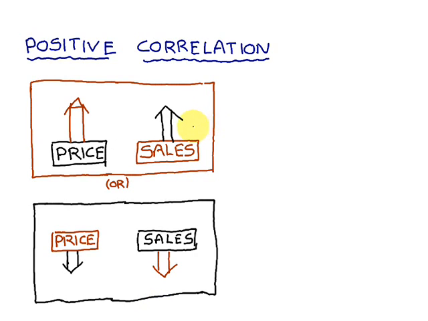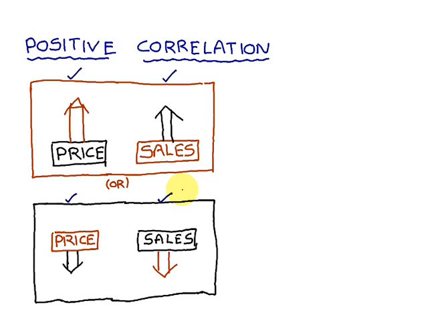First we consider the first example, that is the price and sales. If the price increases, the sales also increase. If the price of a cell phone increases, the sales of the cell phone also increase. That is called a positive correlation. Or if the cell phone price decreases, cell phone sales also decrease, then we call it a positive correlation.